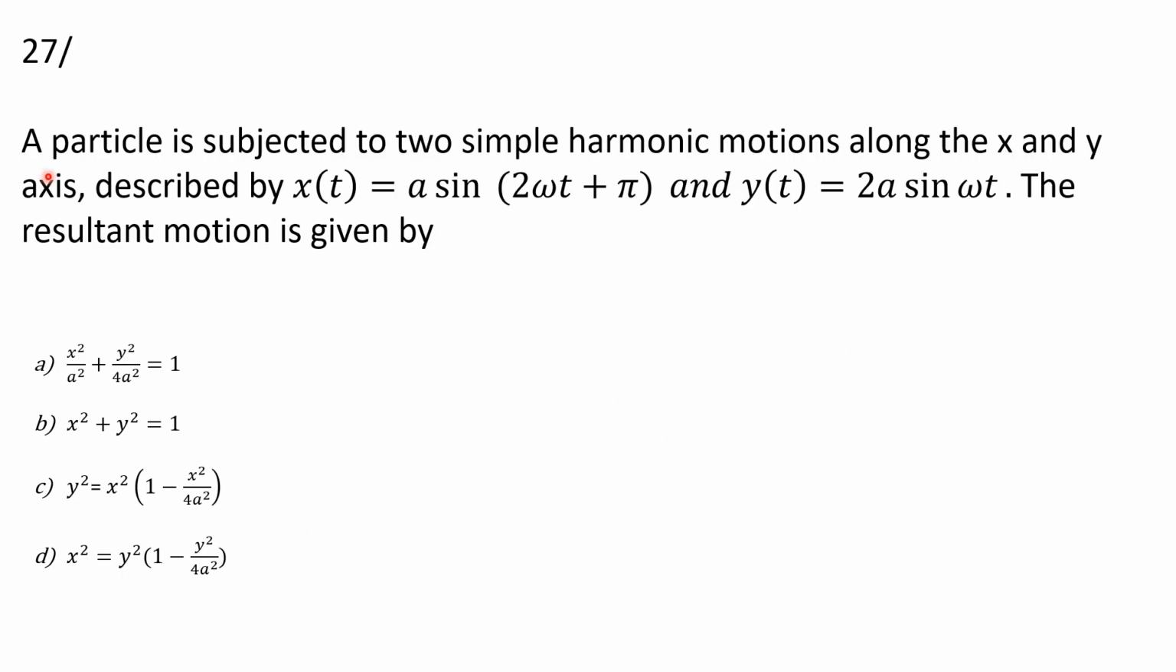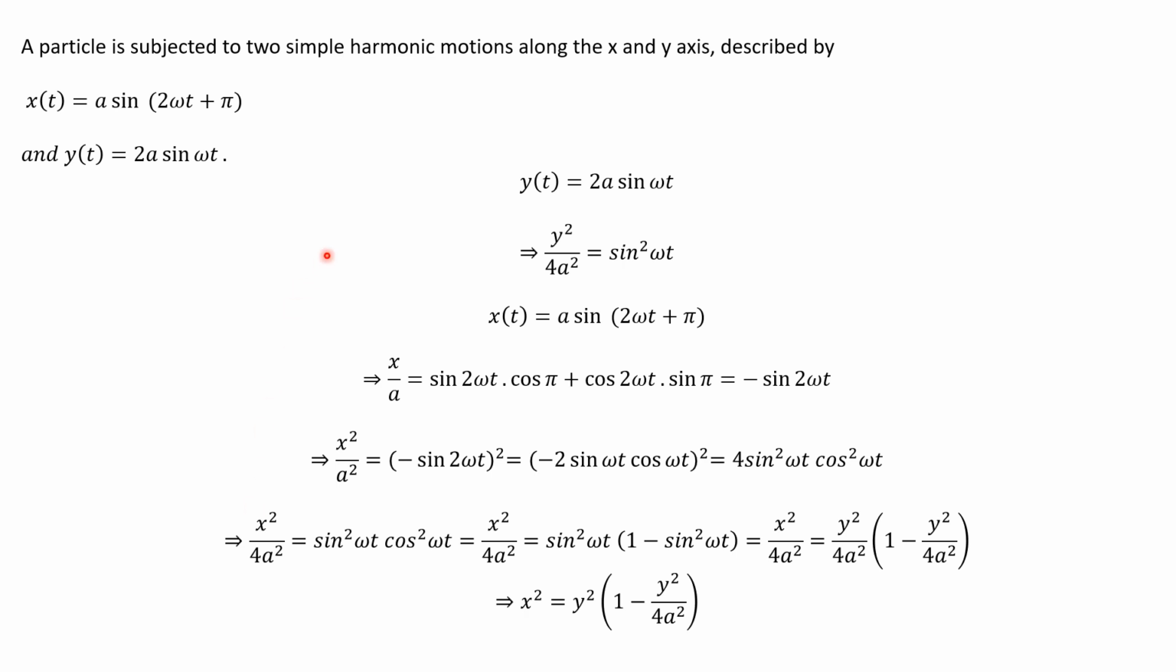Then a particle is subjected to two simple harmonic motions along x and y axis, described by x of t equal to a sine (2 omega t plus pi), and y of t is equal to 2a sine omega t. The resultant motion is given by, and here the options you can see. So let's jump to the solution directly. And here is our solution.